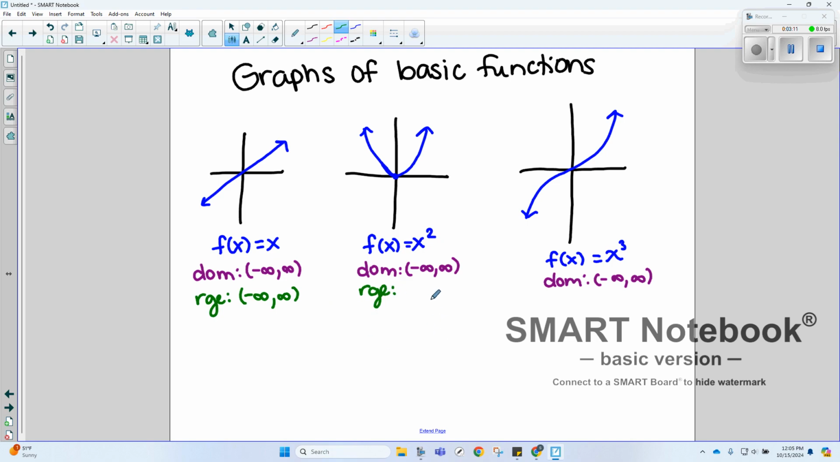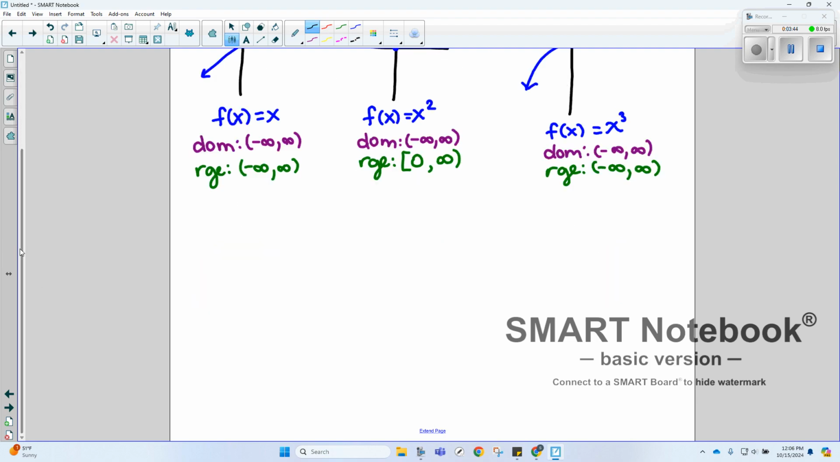Here with y equals x squared, it does not go from negative infinity to infinity. The lowest point on the y that it touches is 0. But it does go up forever to infinity. Our cubic function goes down forever, it goes up forever. It touches every real number in the y direction. Let me extend my page there.